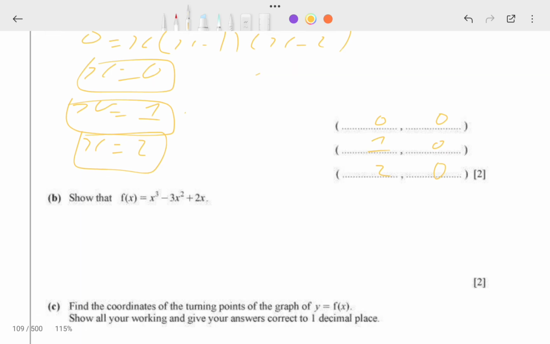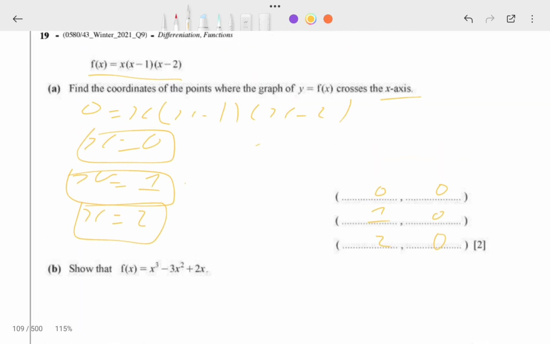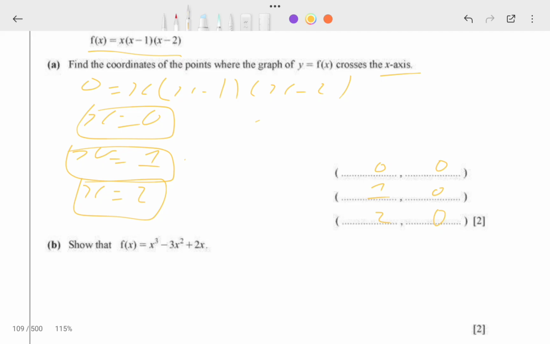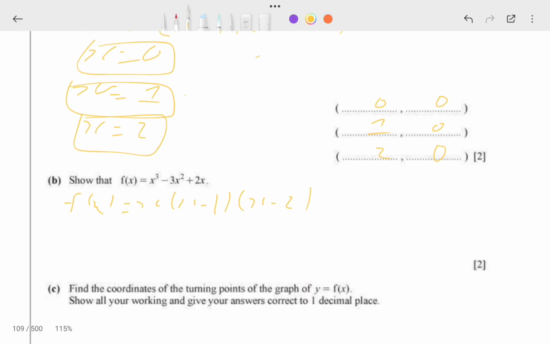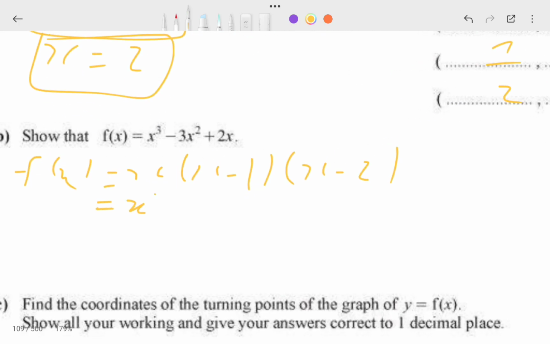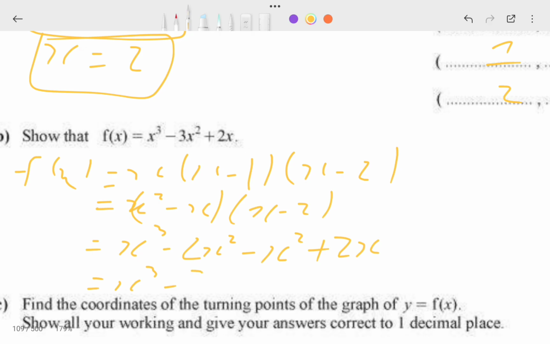Part B, show that f(x) is equal to x cube minus 3x squared plus 2x. Okay, so we will open up this bracket. So it's x minus 1, x minus 2. Okay, so x squared minus x multiplied by x minus 2, x cube minus 2x square minus x square plus 2x. This will be equal to x cube minus 3x square plus 2x. So this is our answer.